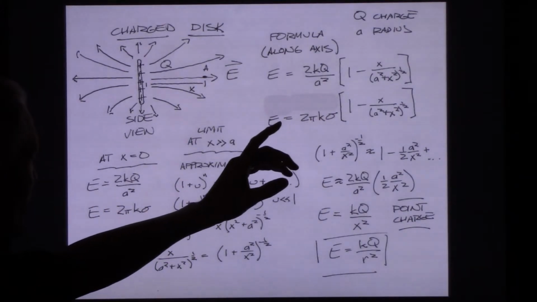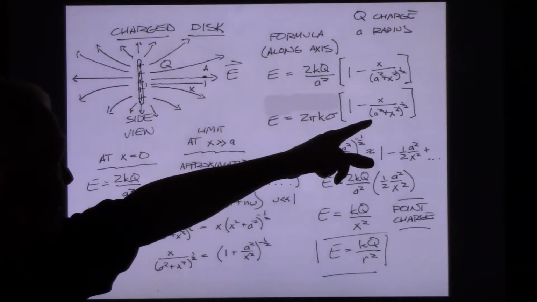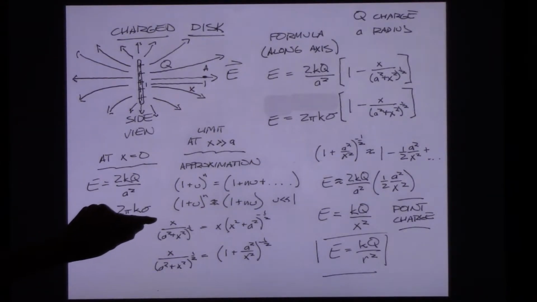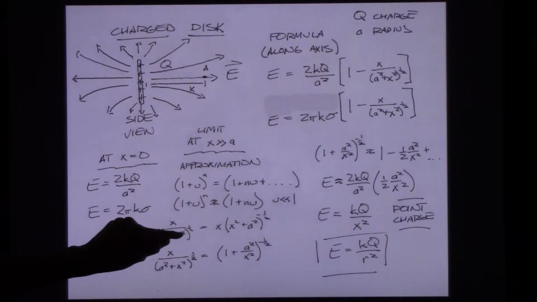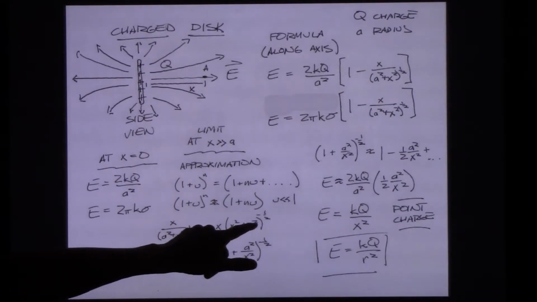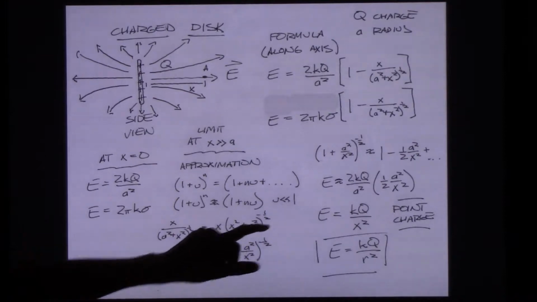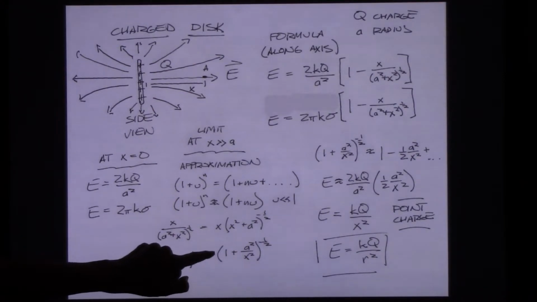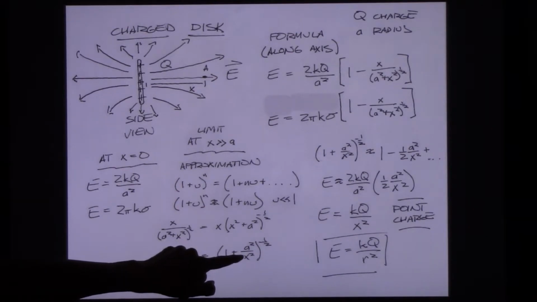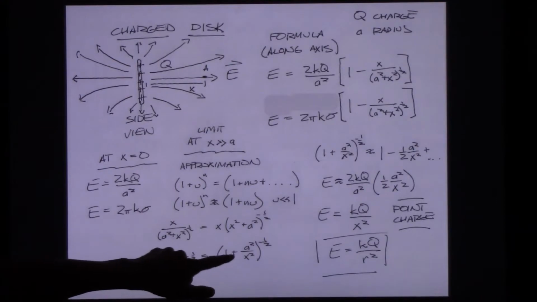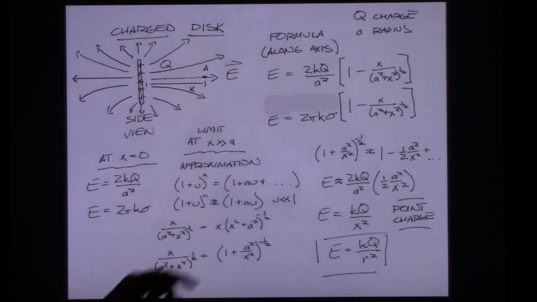I am going to start with this expression, the x over a squared. I'm going to start with it right here. So x over a squared plus x squared to the half is x times x squared plus a squared to the minus 1/2. And that says that this expression can be written as 1 plus a squared over x squared to the minus half. Now, why did I take this expression and write it this way?